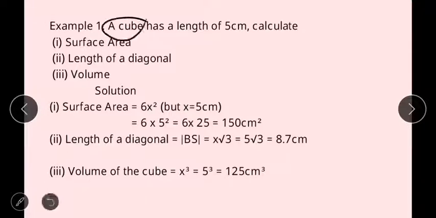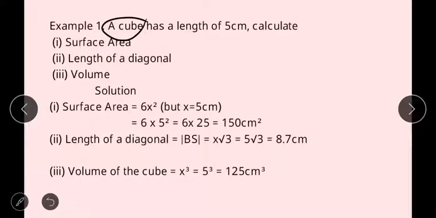A cube was mentioned. A cube is a solid shape and has 6 faces. It has a length of 5 centimeters. This tells us that once the length of a cube is 5 centimeters, automatically its breadth is 5 centimeters as well. Its height will be 5 centimeters as well. Why? Because its length, breadth, and height have the same magnitude. It is made up of 6 regular squares.